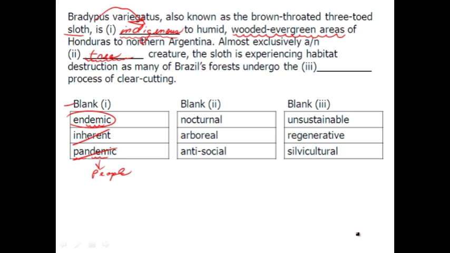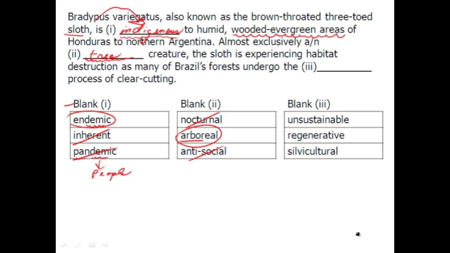Then we go to the second blank. We can get rid of nocturnal because that does not mean tree-based. Arbor, think Arbor Day. That's when you plant trees. Arboreal means of or relating to trees. And maybe they're antisocial, but of course that's not what we're going for here. So we so far have our two answers, endemic and arboreal.